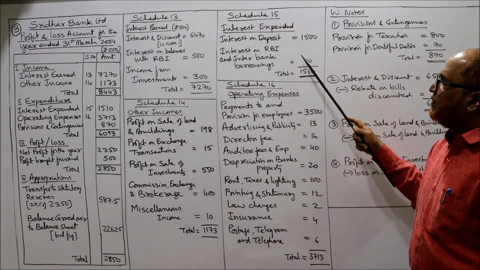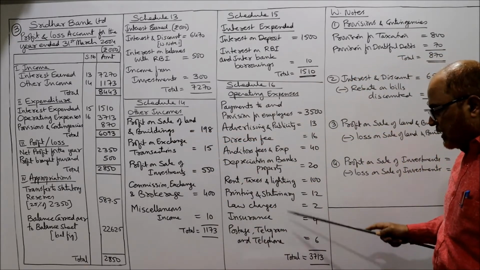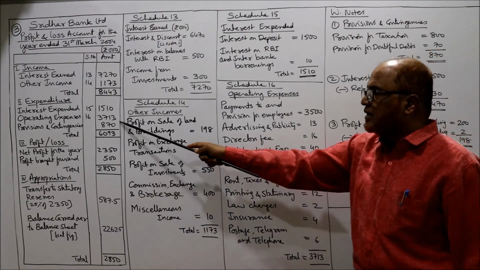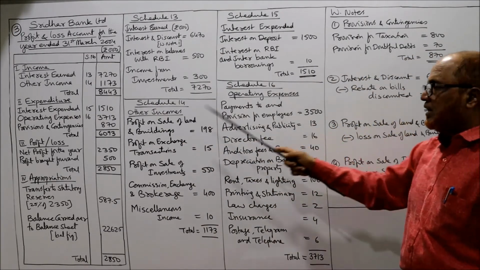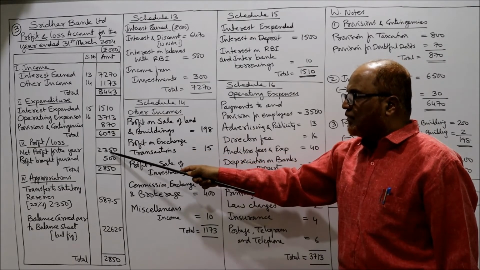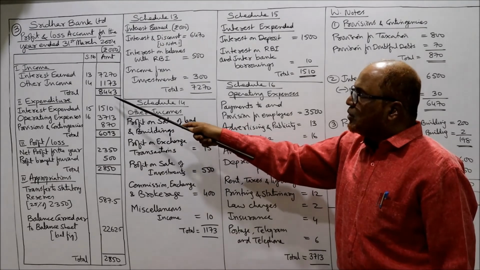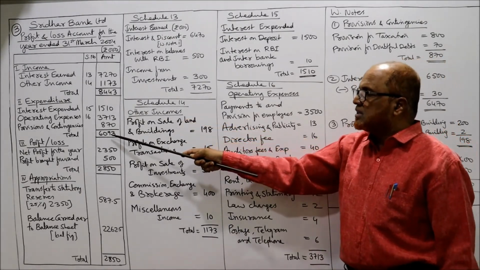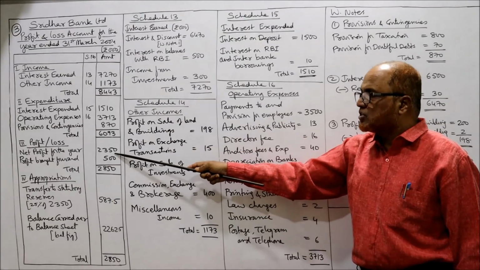Interest expended, 1510, I have taken. Operating expenses, all the expenses, 3713. Provisions and contingencies in working note, 870. I have taken 870. Total of expenditure is 6093. Now profit: the current year's income minus expenditure. So 8443 minus 6093, you will get 2350. This is the current year's profit.